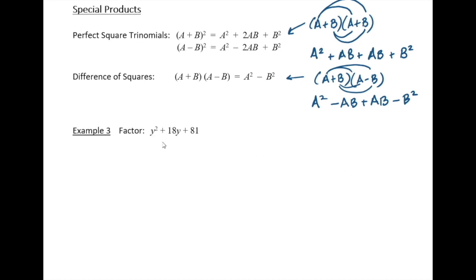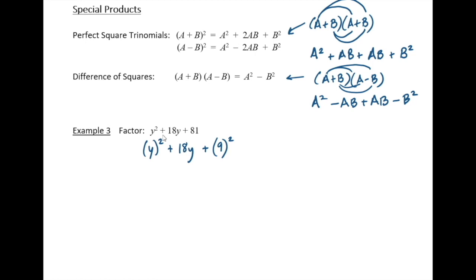Let's start with an example of a perfect square trinomial. First, you need to identify that this is a perfect square trinomial. And once you notice that the first term and the last term are both perfect squares, then you just need to check that the middle term follows this pattern. So first, let's identify the a and the b in this trinomial.